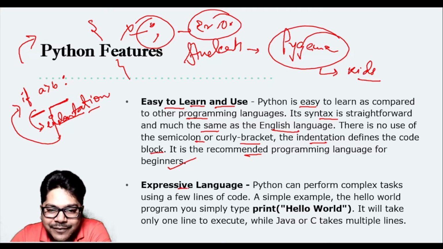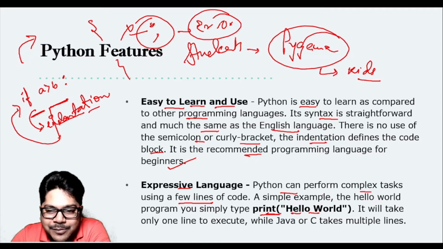It is an expressive language. Why is it an expressive language? Python can perform complex tasks using a few lines of code. I do agree with that. This is my personal experience: I was doing certain coding, and in C++ it was taking me, let's suppose, 20, 25 lines of code. Python was able to do it in 4 to 5 lines. Just take an example: in order to print hello world in C++, you will take a minimum of 5 to 6 lines, but in Python it is just one line.